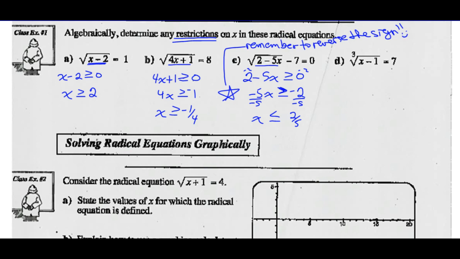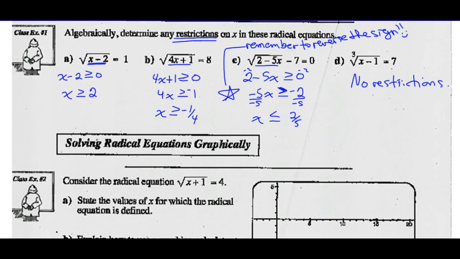Part D. We've got a cube root of x minus 1. So if I'm looking for restrictions on the value of x, can you take the cube root of a negative number? And if you can answer that question with yes, then you would say there are no restrictions. And yes, we can take the cube root of a negative number. So x has no restrictions on it.